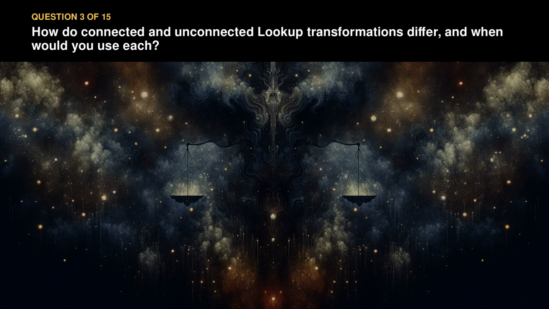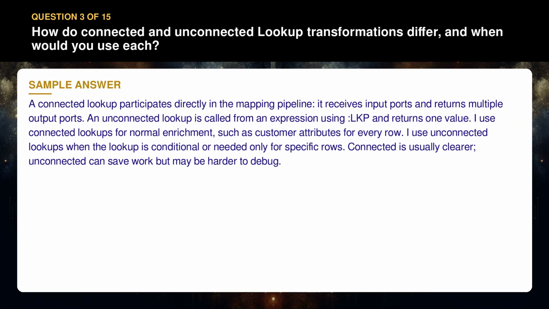Question 3. How do connected and unconnected lookup transformations differ, and when would you use each? A connected lookup participates directly in the mapping pipeline. It receives input ports and returns multiple output ports. An unconnected lookup is called from an expression using :LKP and returns one value. I use connected lookups for normal enrichment, such as customer attributes for every row. I use unconnected lookups when the lookup is conditional or needed only for specific rows. Connected is usually clearer. Unconnected can save work, but may be harder to debug.